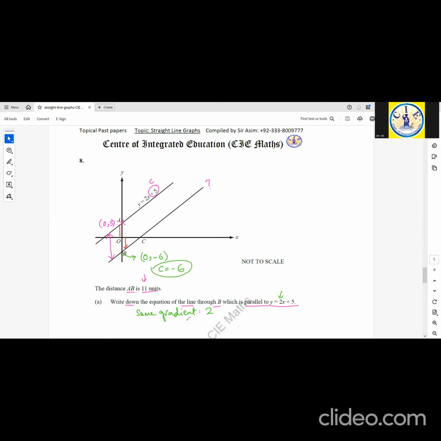So replacing these two things in the equation y is equal to mx plus c, that would give me 2x plus -6. Or finally, the equation is y equals 2x minus 6. That is the required equation of the line.